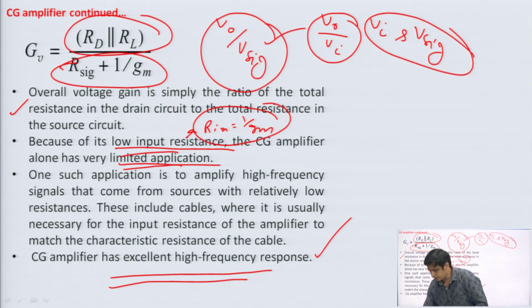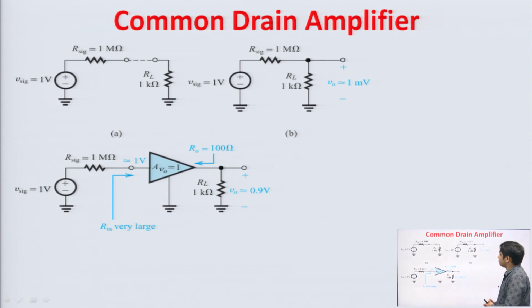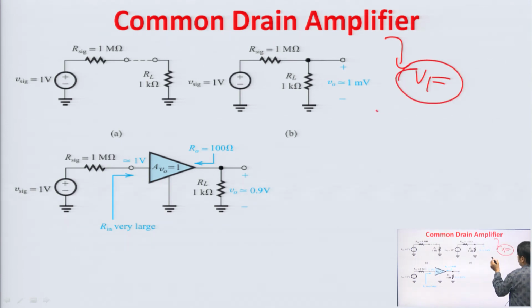Next is your common drain amplifier, it is very similar to your common collector in BJT. So, in common drain amplifier we apply the input at the gate and we take the output from the source, since the drain is common. Just review the common collector amplifier that acts as a voltage buffer. Similarly, this common drain amplifier acts as a voltage buffer or voltage follower, and the second thing is this common drain amplifier is also called source follower.